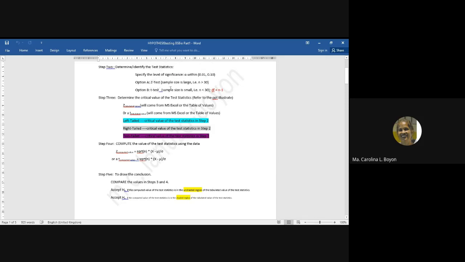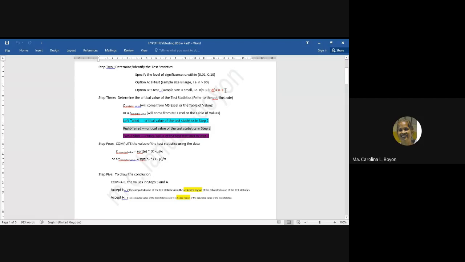So for the general declaration of a z-test, we just will have to look at the sample size n. If n is greater than 30, then we adopt a z-test. If n is less than 30, then we adopt a t-test. For a z-test, we don't need the degrees of freedom. For the t-test, we need the degrees of freedom. Degrees of freedom will simply be n minus 1.